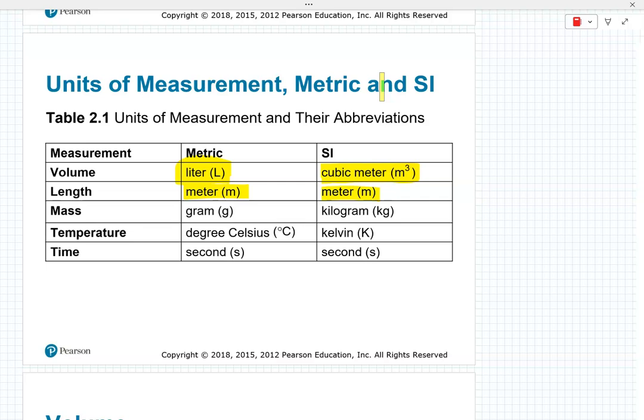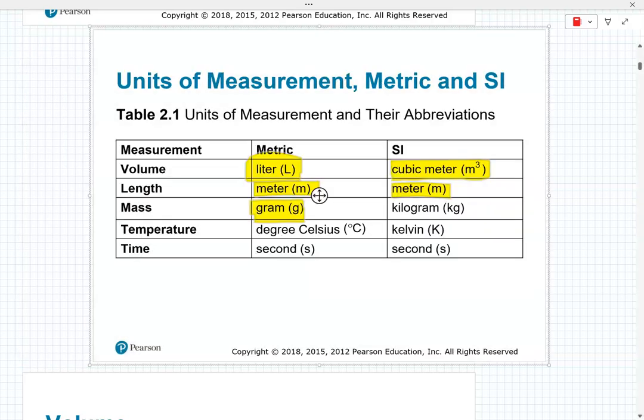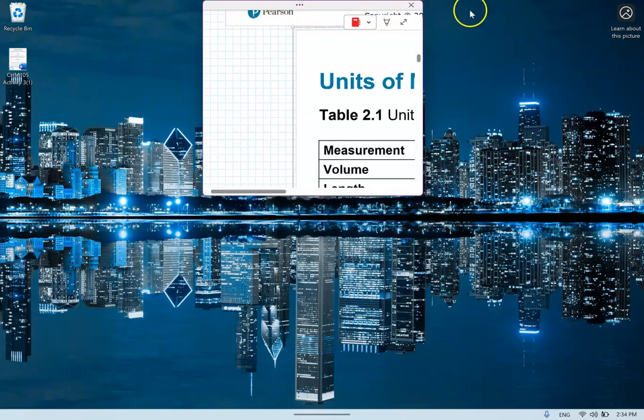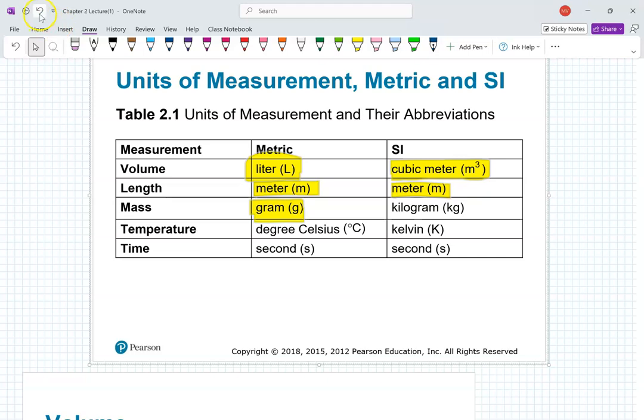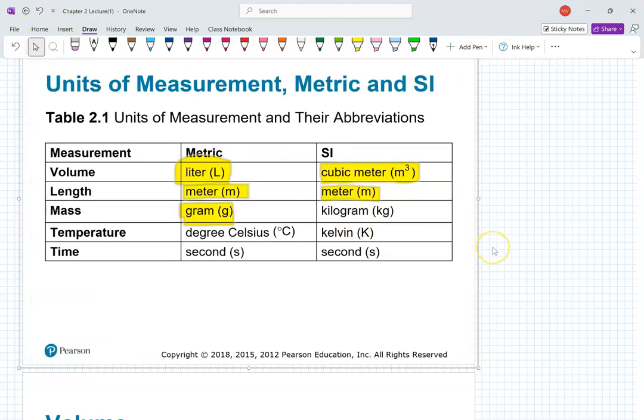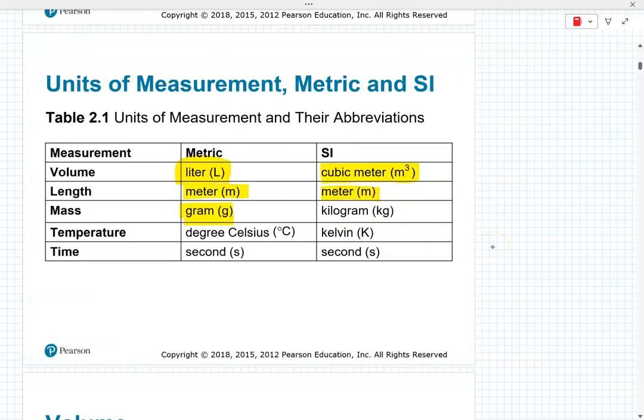Again, mass. In the metric system, we use gram. In the international system, we use kilogram. Right? So this is your kilogram. How are they related? 1 kilogram contains 1,000 grams. Make sense?